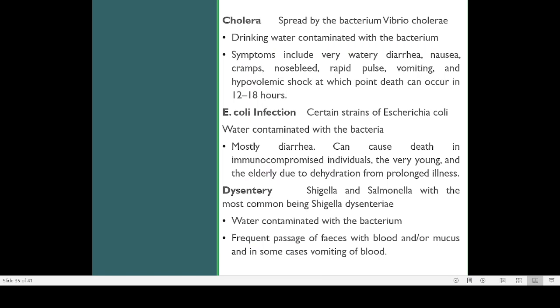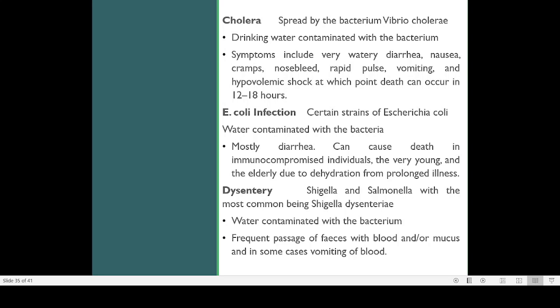The third type is cholera. Another type of bacteria. Cholera is actually a bacteria. The first two, Giardia as well as Entamoeba, are both protozoans, whereas this is a bacteria. Now, the name of the bacterium is Vibrio cholerae. That is why the disease is known by the name cholera.